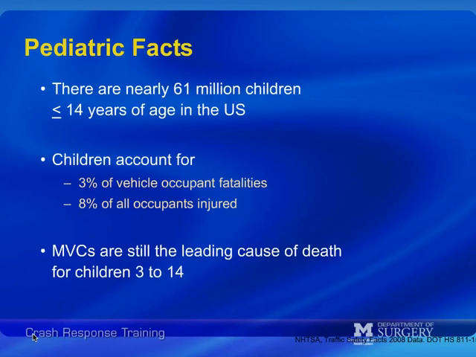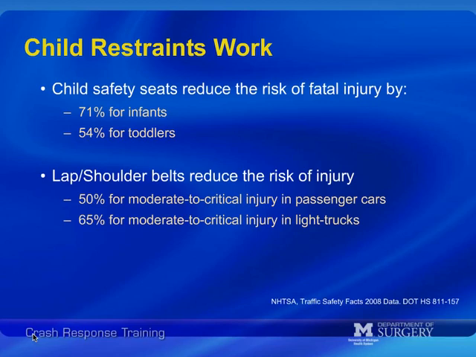A couple of facts. There are nearly 61 million children under the age of 14. Children account for 3% of vehicle occupant fatalities and 8% of all occupants injured. MVCs are still the leading cause of death for children from age 3 to 14. When they are used, child restraints work. Child safety seats reduce the risk of fatal injury by 71% for infants and 54% for toddlers. Lap and shoulder belts reduce the risk of injury 50% for moderate to critical injury in passenger cars and 65% for moderate to critical injury in light trucks.